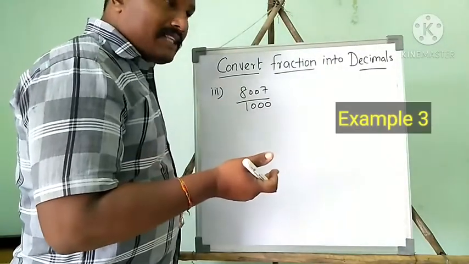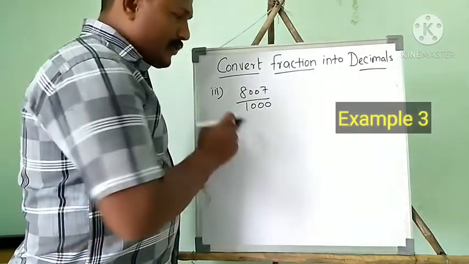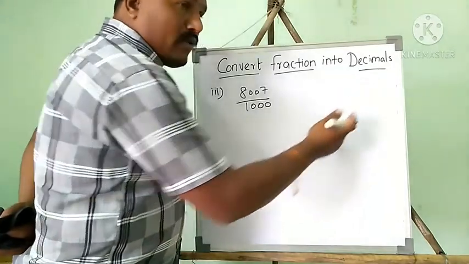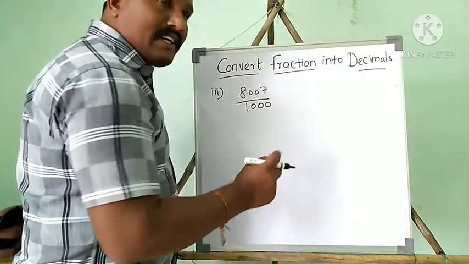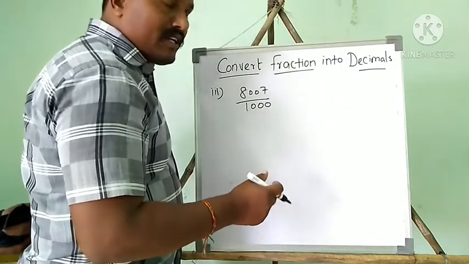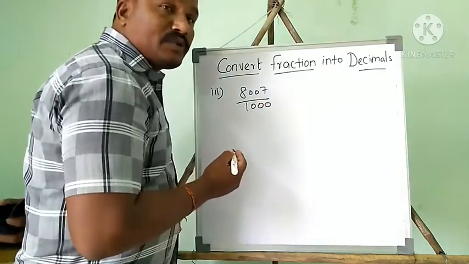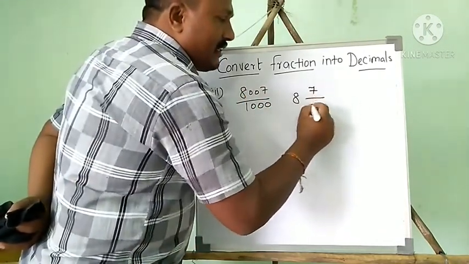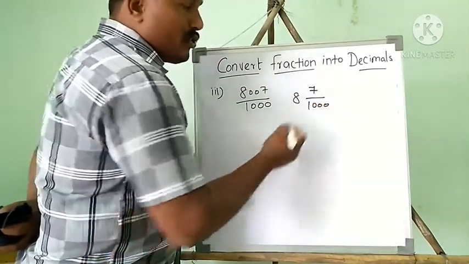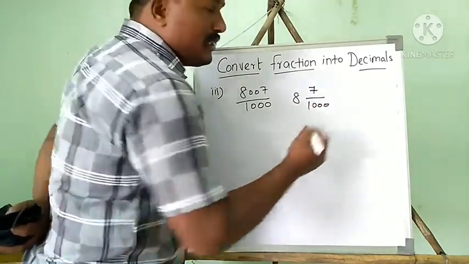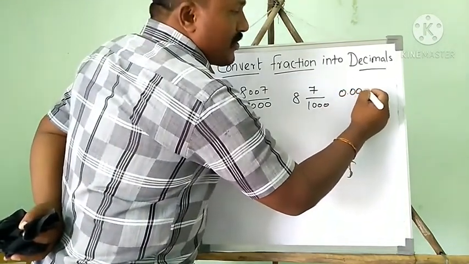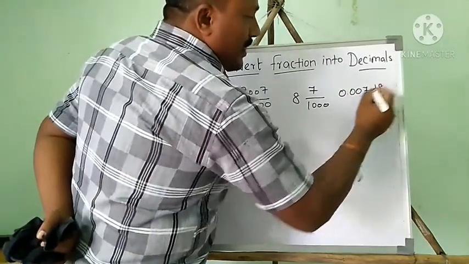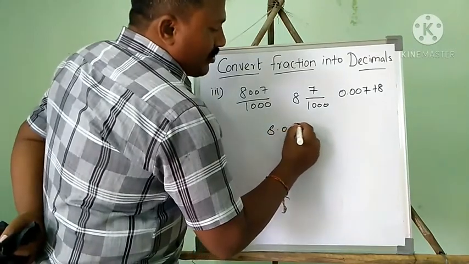Let me talk about another example for converting a fraction into a decimal. It's a decimal fraction. How do I convert it into a decimal? You know the rule: 1 by 10 is 0.1, 1 by 100 is 0.01, 1 by 1000 is 0.001. As per that, here 8007 is there. I will take 8000 outside, and keep the remaining 7 here, so 7 upon 1000. The value of 7 by 1000 is 0.007. If you add it with 8 on this side, you get 8.007. This is the answer.